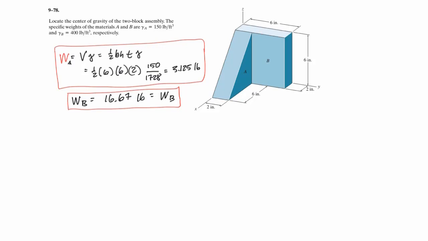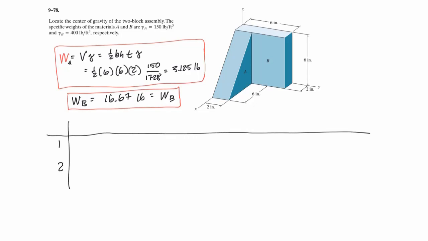Let's go ahead and write our table method. I have 2 parts, but I have 3 dimensions, so this is a long table. I have an x tilde, a y tilde, in this case a z tilde, a weight, x tilde weight, y tilde weight, and z tilde weight. This will allow us to calculate the center of gravity in all 3 dimensions. So we're looking for x bar, y bar, and z bar.